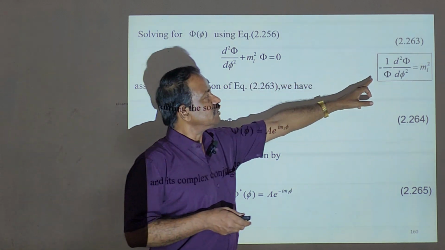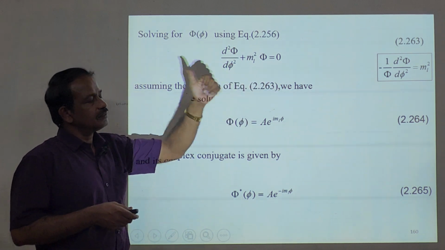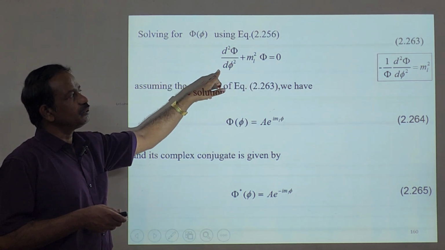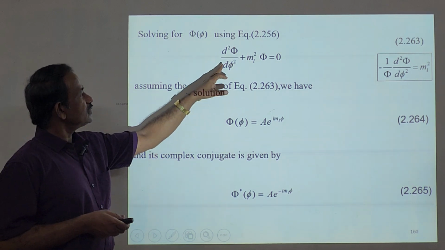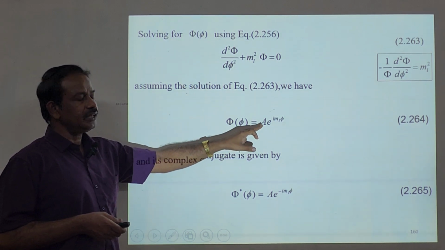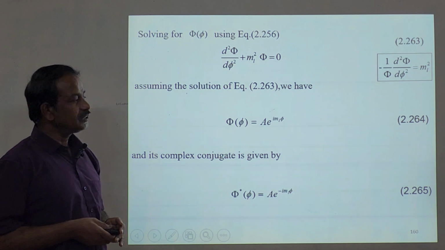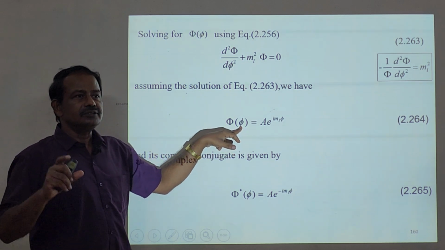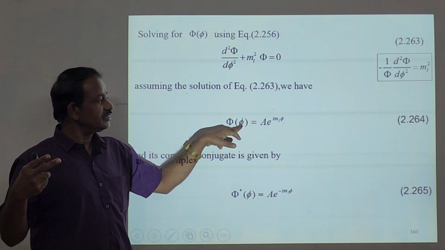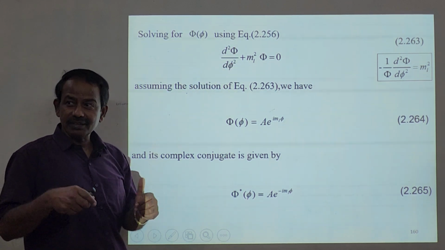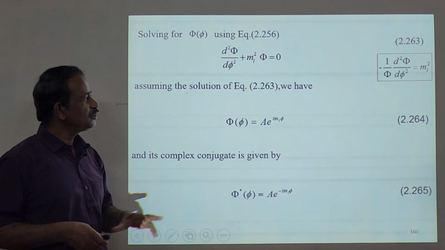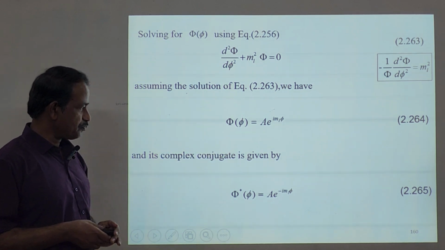So just take this equation and bring m l squared to this side. You will get equation 2.263. Just assume the solution, phi of phi, will be A e power i m l phi. You just take the double differentiation, substitute here, and this equation will be satisfied. We have already done this in the class earlier. So this is the solution.